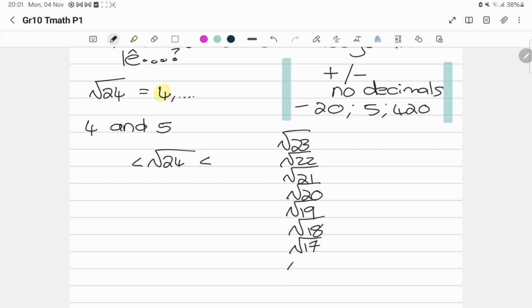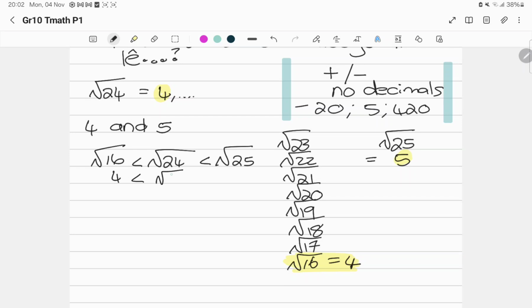Root of 17? No. Root of 16? Yes. Why? Because it gives you an answer of 4. There's no decimal there, meaning this is the perfect number. So this is the root of 16. And then you're going to go higher as well. So what is the next one going to be? After 24 it's going to be 25. And then yes, 25 is already a perfect number. So it means that the root of 24 lies between the root of 16 and the root of 25, which gives me 4 and 5.